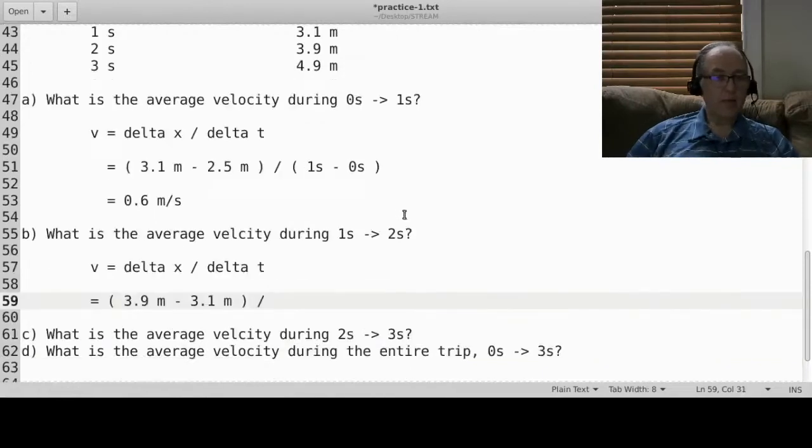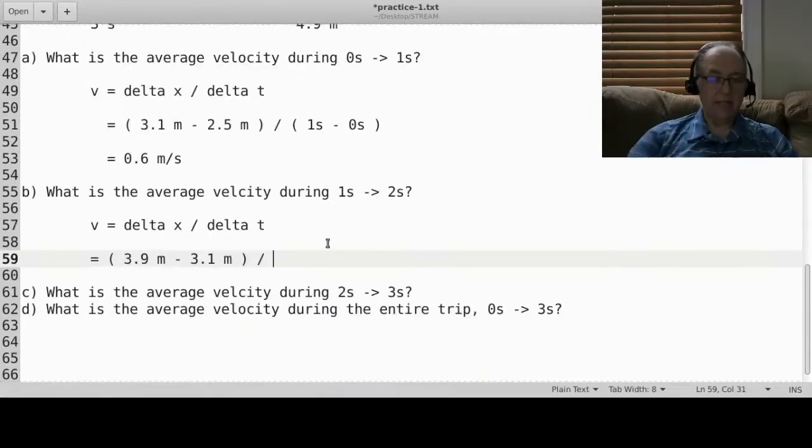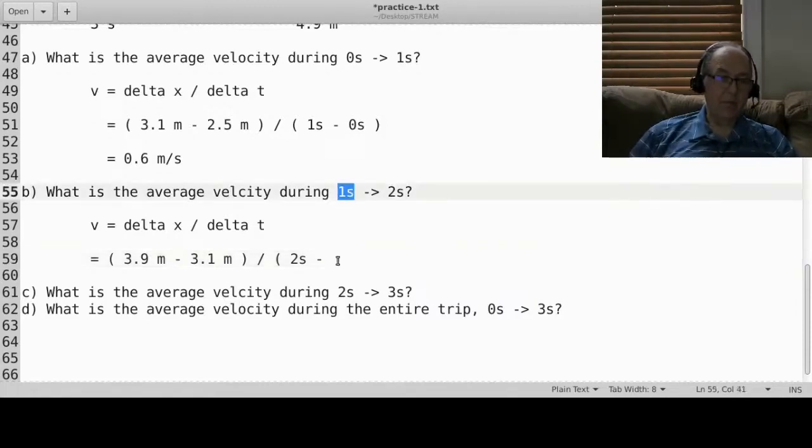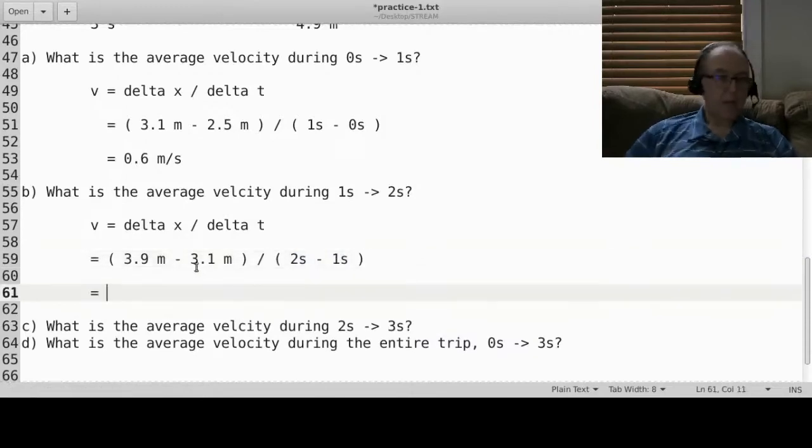And the delta t, that's your final time. Well, your final time was 2 seconds. Your initial time is like the time that you would see on your stopwatch if you had a stopwatch. So the interval started at 1 second, and it ended at 2 seconds. So there it is. And again, I made my numbers easy. So this is going to be 0.8 meters per second.